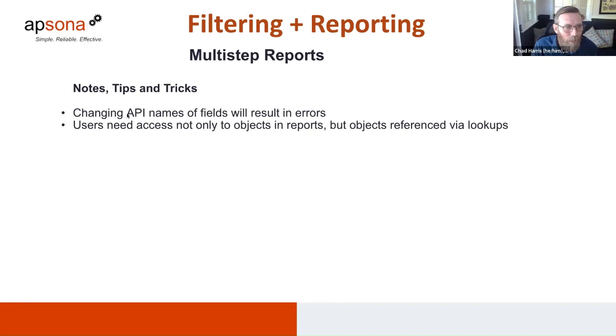I do believe that if you change an API name of a field that's being used in multi-step, I don't know, or maybe this is just for calculated fields, I'm not sure, but I think you might have a report that breaks if you change an API name.